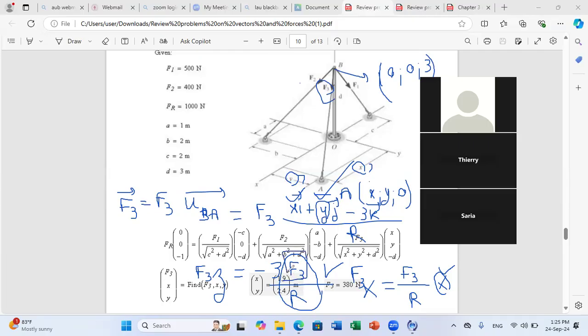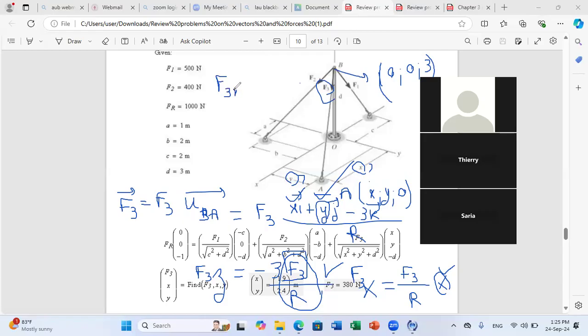You get F3. Okay. Doctor, can you repeat here, because I reached the equations but got stuck and couldn't find F3 over R. Okay, Saria. If you write your equations, you have three equations. The first one, what will be the first one?